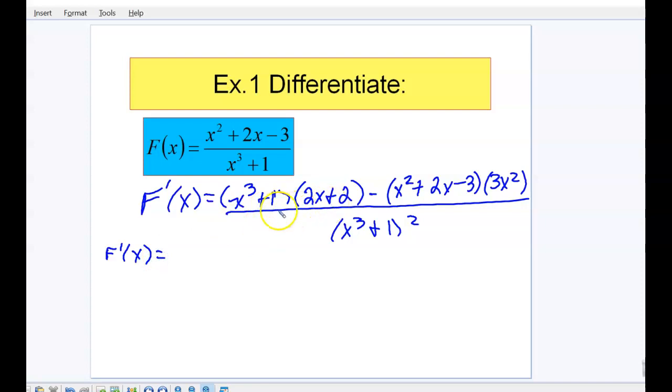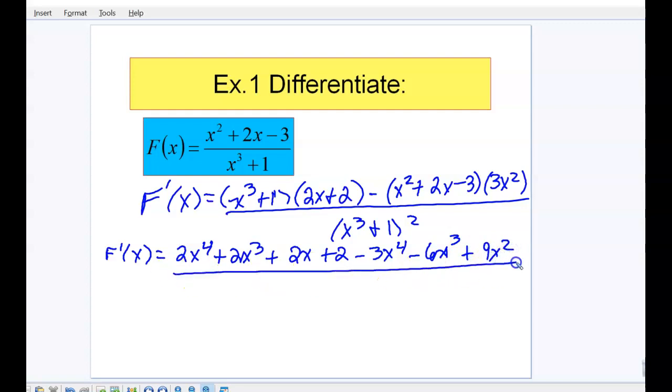So if I multiply out my two binomials, I'm going to get 2x to the fourth plus 2x cubed plus 2x plus 2. I'll distribute the 3x squared and the negative sign to get minus 3x to the fourth minus 6x cubed plus 9x squared. And this is all over x cubed plus 1 squared. And usually we don't FOIL out the denominator, we just leave it as is.